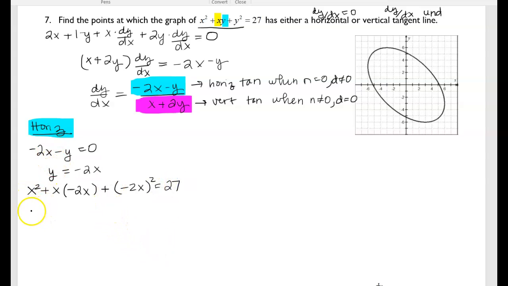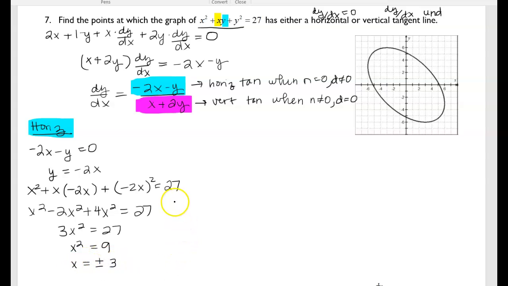And so we simplify now. X squared minus 2x squared plus 4x squared equals 27. So that's 3x squared equals 27. So x squared equals 9, so x is plus or minus 3. If we want to find the points, you could either use the graph to help you, or you can plug this back in. X is plus or minus 3, y is negative 2x. And so our answers would be positive 3, negative 6, and negative 3, positive 6.